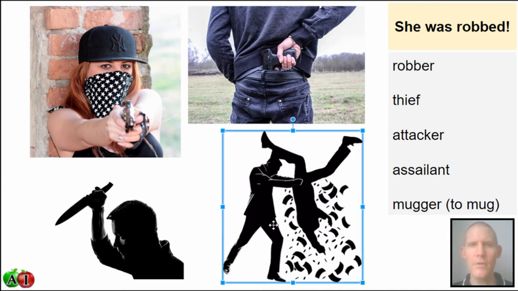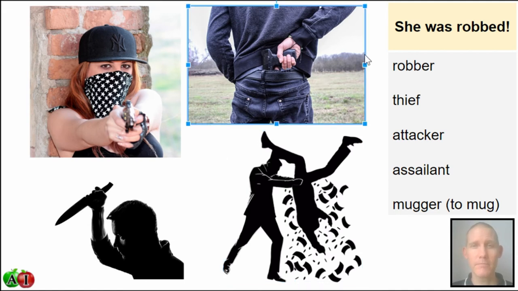So on this one, the robber or the attacker grabbed the victim, the person who's receiving the harm. He flipped them upside down, and he's shaking the money out of them. We can see the cash and coins falling out. So I think this is the guy, you could say he was robbed. The attacker grabbed him, flipped him upside down, and shook all his money out.